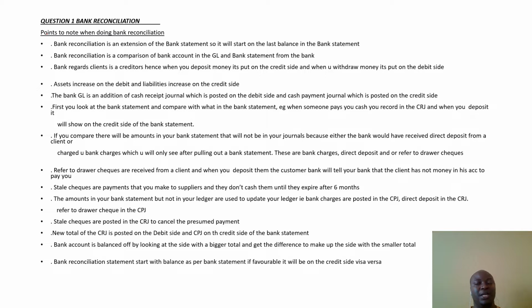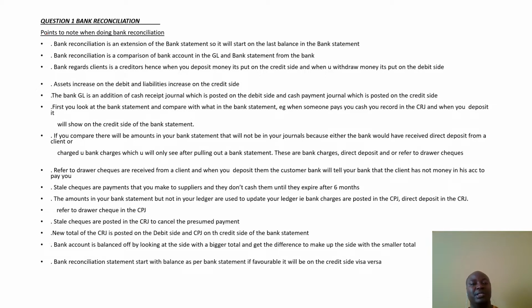Similarly, when you withdraw money from your bank account, either for paying wages or for personal use, in your ledger you're going to credit because it's a payment. It's more like assets are reducing, so we're crediting. But since the bank regards you as a creditor, the moment you're taking money, the bank is going to debit you. As we say, liabilities increase on the credit side and reduce on the debit side. So it's very, very crucial for you to understand that.